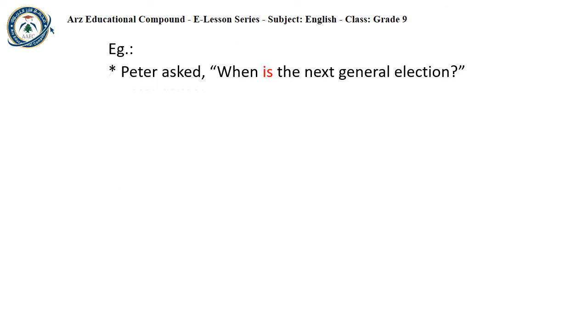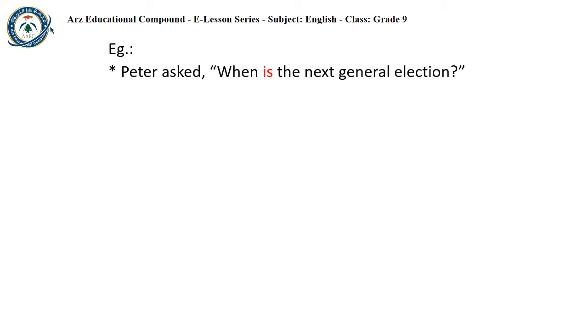For example, Peter asked, "When is the next general election?" Asked is the reporting verb in the past tense. When is the question word. Is the verb in the present tense. The next general election is the subject and it's a question.